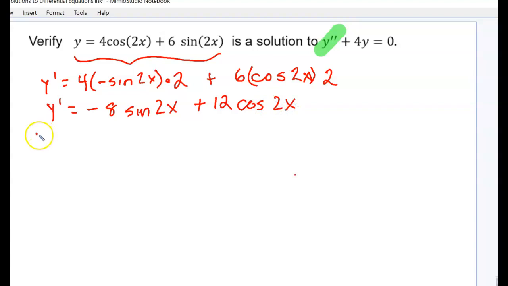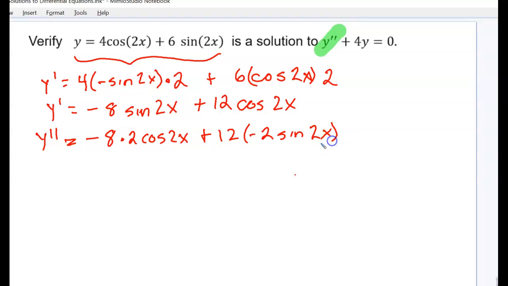simplify the second term. The second derivative is going to be negative 8 as a constant, and the derivative of sine 2x is cos 2x times 2, so I'm going to write it as 2 cos 2x. And the derivative of cos 2x is sine 2x times the derivative of 2x, which is 2, so it's going to be negative 2 sine 2x. And if you simplify this, you get negative 16 cos 2x minus 24 sine 2x.